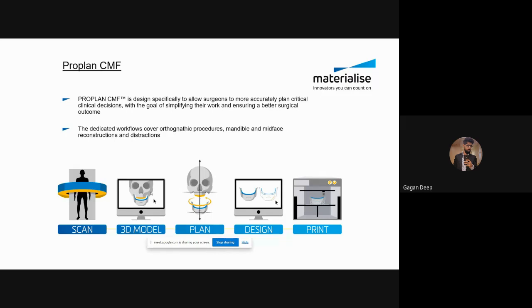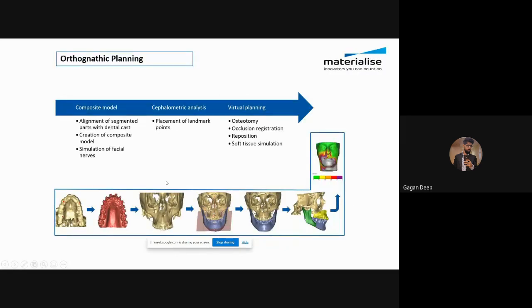Once you have the final planning, you can do a kind of reverse engineering using the same software, where you can design a splint. Once you have the splint, you can directly export the file as an STL and directly print that model. So coming to the procedures, what we can do in ProPlan software. The first procedure is orthognathic planning.